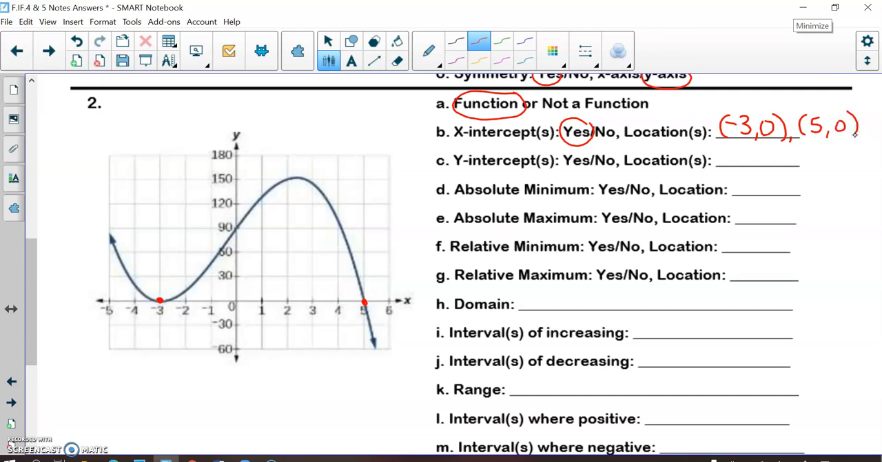All right, y-intercepts. We do have a y-intercept here. It crosses at this point here, so I'm going to circle yes, and my y-intercept is at the point (0, 90).